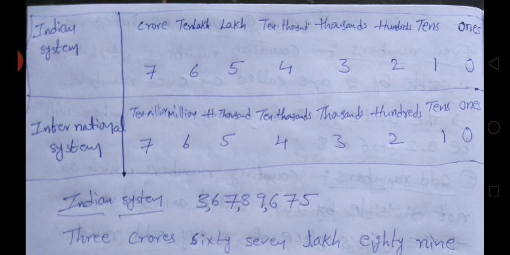In the Indian system, 10 lakhs equals 1 million in the international system. In the Indian system, 1 crore equals 10 millions. In the Indian system, 10 crores equals 100 millions in the international system. In this way, we are going to read numbers in the Indian and international systems of numeration.